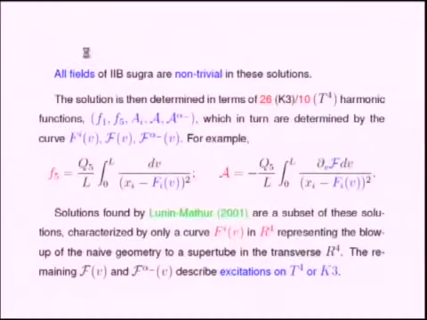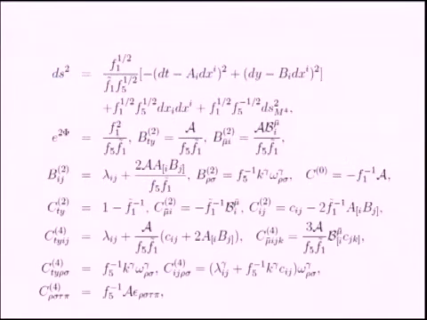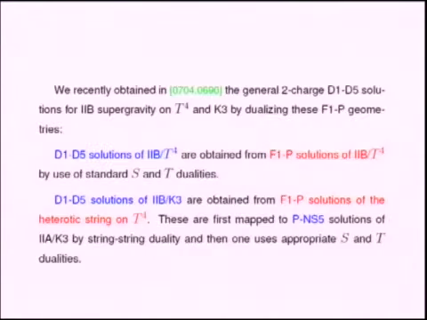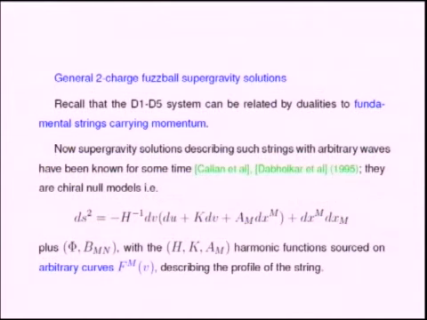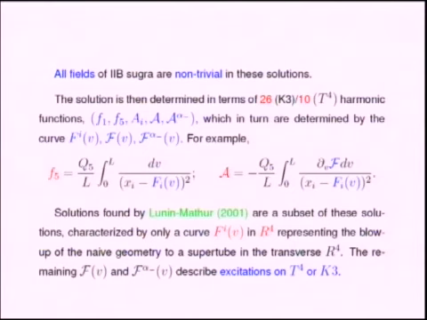Now, all of the fields are highly non-trivial in these solutions. So let me just flash the next transparency. You can see it's a complete and utter mess. We went from something which looked pretty simple, we did all this chain of dualities, and we got a mess. But it's characterized in terms of harmonic functions, which in turn are sourced on curves. So now I've split up the curves into a curve in 4-dimensional space and then what I want to call an internal curve. So these functions F5, A, which appear in the solution, are just sourced on these curves.